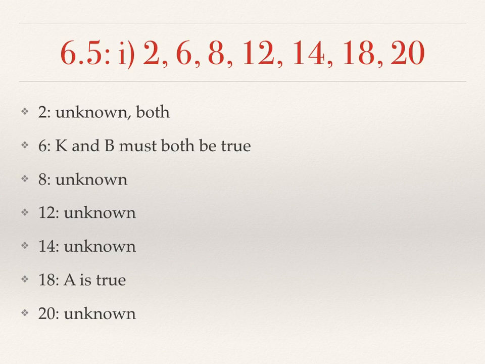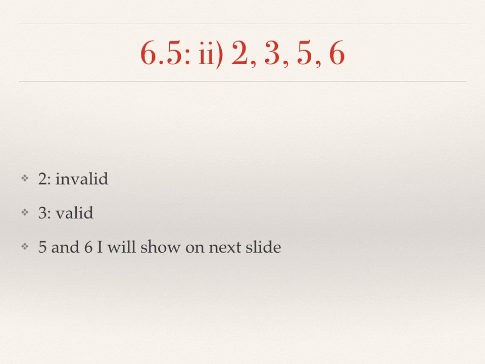And so E could either be true or false to make the whole thing true. So again, for 20, it is unknown. So now for section 6.5, section 2, we're to use indirect truth tables to determine whether the following arguments are valid or invalid. I'll give you the answers to 2 and 3, and then I'll do 5 and 6 on the next slide. So 2 is invalid, 3 is valid, and now I'll do 5 and 6 on the next slide.